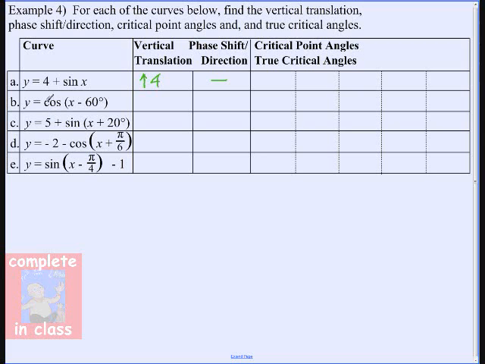Does this have any vertical translation? None. Does it have a phase shift? Yes, it does. It's got a positive phase shift. When it's x minus, this is your positive, it's got a positive phase shift. It's 60 degrees. And a positive phase shift goes in this direction.